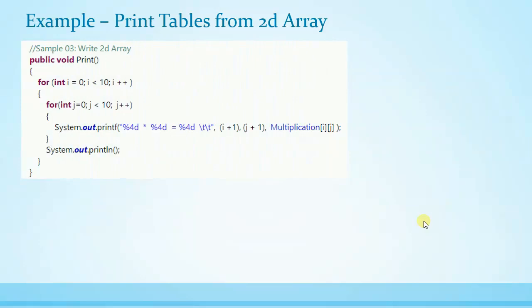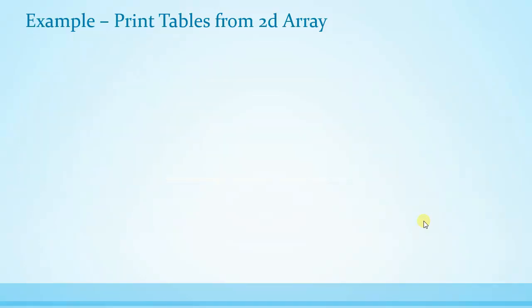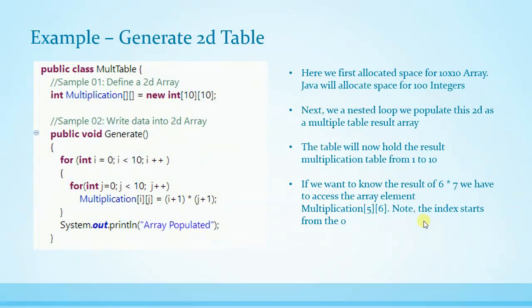So here is the print function of the same class. MultiTable is the class. We have a generate method that generates the two-dimensional array called multiplication. In code snippet 0 you saw how it was declared, and here in snippet 2 we are seeing how it gets populated. In the statement multiplication[i][j], we are actually forming the two-dimensional table. We are generating the multiplication result, then storing it in the multiplication table. So this is the statement.